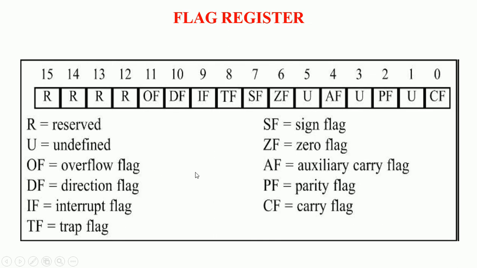Now we know that I already covered the sign flag, zero flag, auxiliary carry flag, parity flag, carry flag and overflow flag. There are 6 flags that come under status flags or condition flags. I explained them in detail. If you want more information, you can watch the previous videos, that is part 1, part 2, part 3, lectures 11, 12, 13.